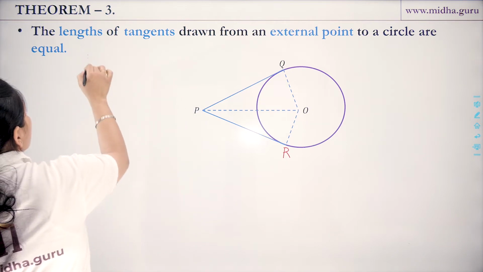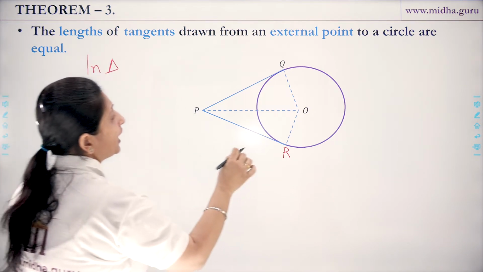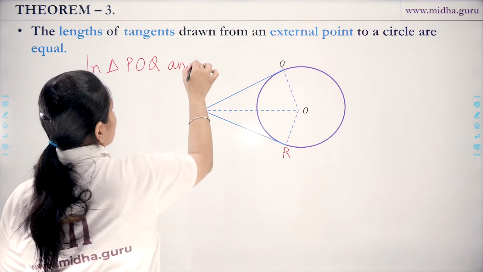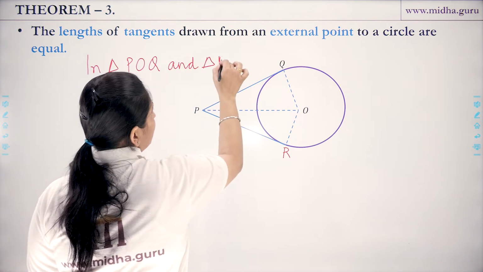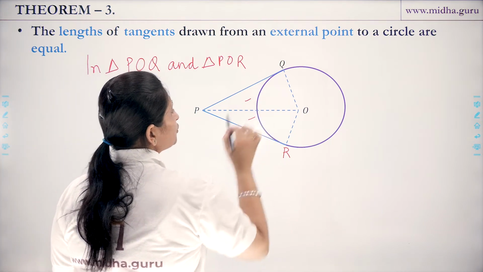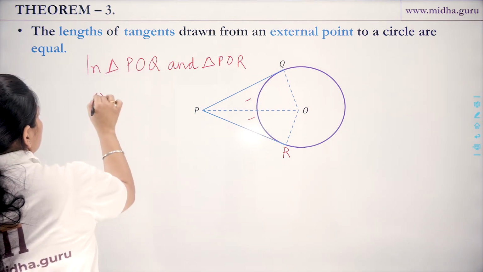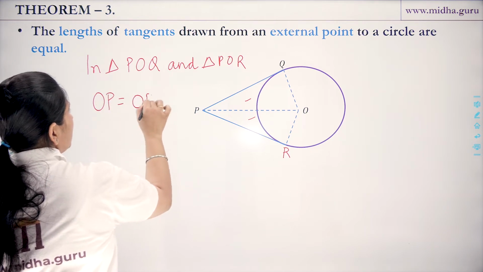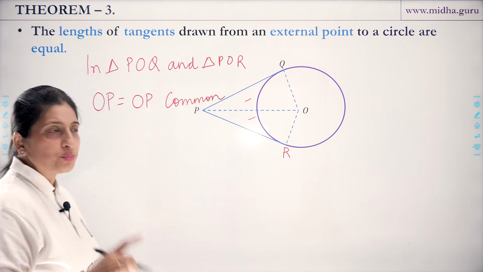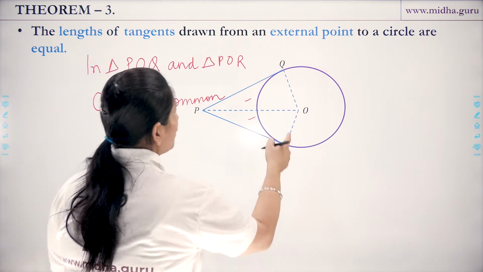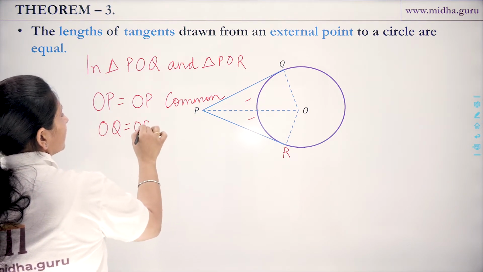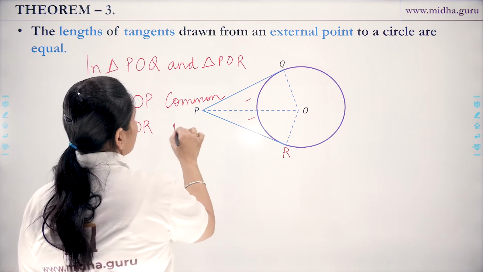We can prove this by making these two triangles congruent. Consider triangle POQ and triangle POR. First, we'll try to prove these two triangles to be congruent. So first we have OP is equal to OP, which is common to both the triangles. Next we have OQ is equal to OR. They are the radii of the same circle.